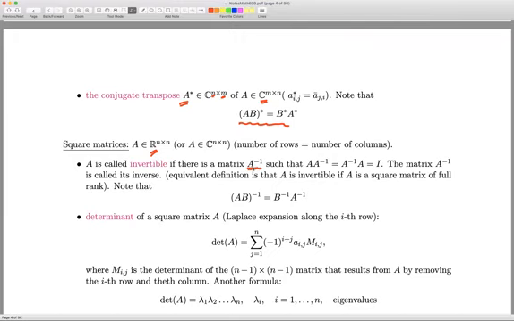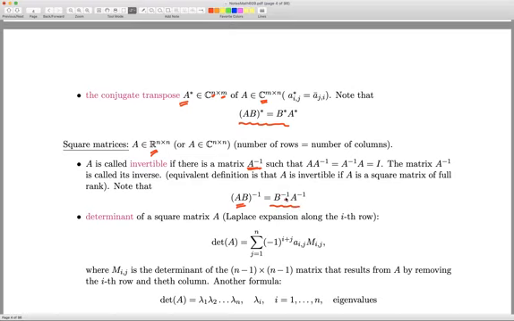And the basic property of taking the inverse of a product: if we have two matrices of the same dimension n, and we multiply them, the inverse of this product is the product of the matrix B inverse times the matrix A inverse.